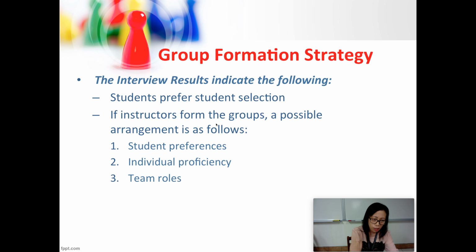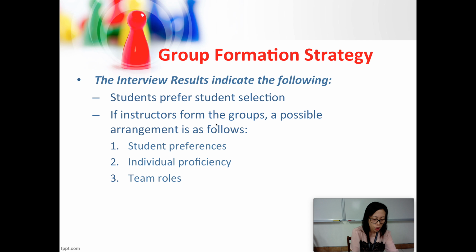Given, for example, that the instructors will still form the groups using their strategy, a possible arrangement is as follows. First, student preferences, followed by the individual proficiency, and lastly by the team roles. Note, however, that these parameters just came from the students themselves. We did not give them any choices, as compared to the faculty survey, where we gave choices to the faculty respondents.